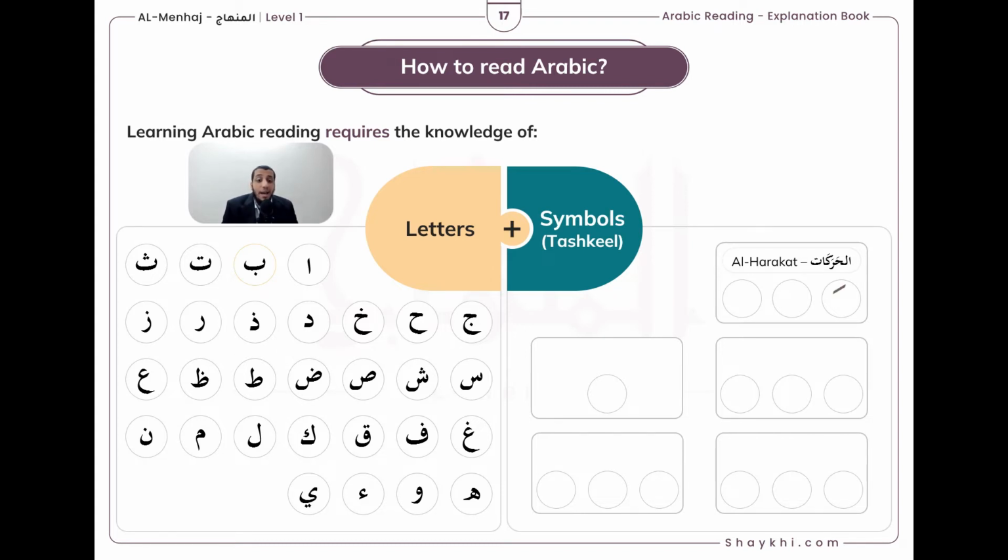And then under al-harakat we have 3 types. The first type is al-fatha, the second type is called al-kasra, and the third type is called al-dhamma.